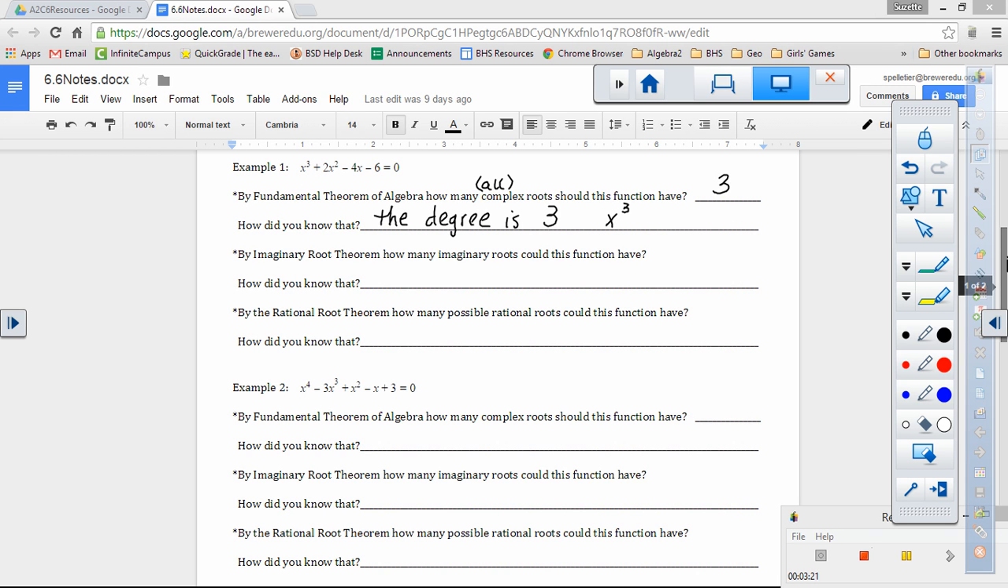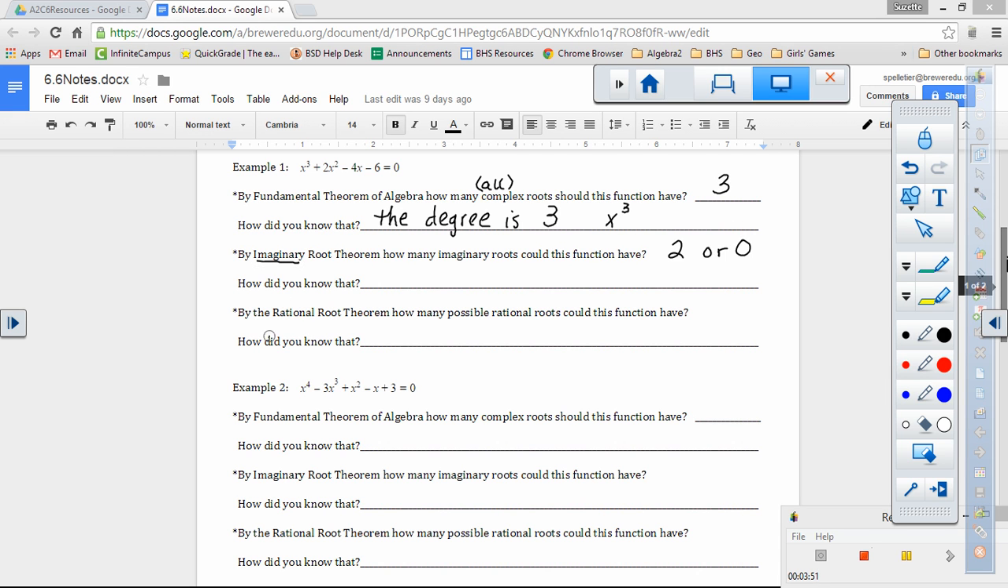By the imaginary root theorem, how many imaginary roots could this function have, and how do you know it? Well, the imaginary root theorem tells us that it could have 2 or 0. And you're saying, how did you know that, 2 or 0? Let me explain to you how you know that.